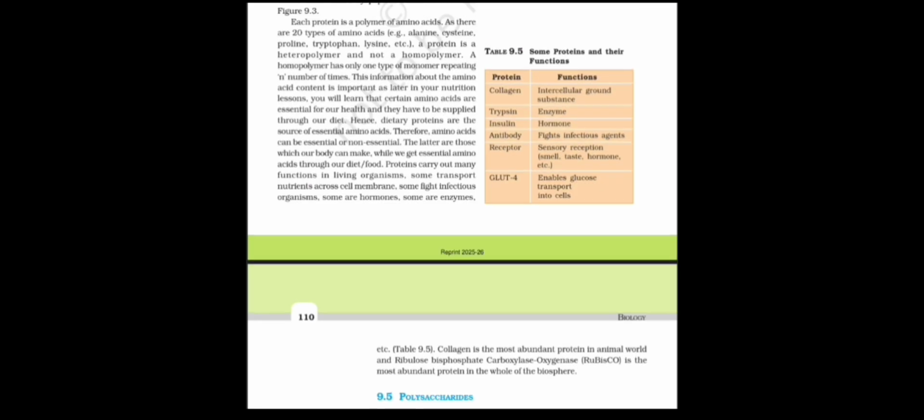Proteins carry out many functions in living organisms. Some transport nutrients across cell membranes, some fight infectious organisms, some are hormones, some are enzymes, etc. Table 9.5. Collagen is the most abundant protein in the animal world and ribulose bisphosphate carboxylase oxygenase, RUBISCO, is the most abundant protein in the whole of the biosphere.